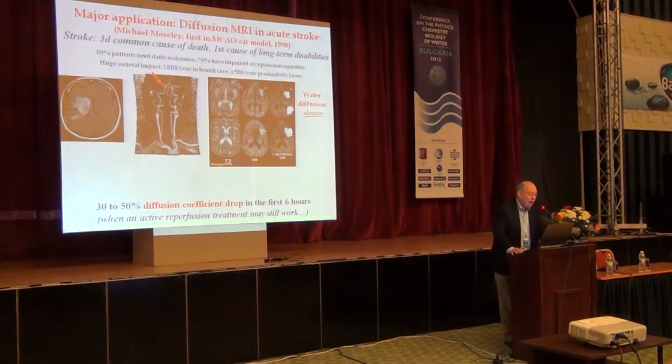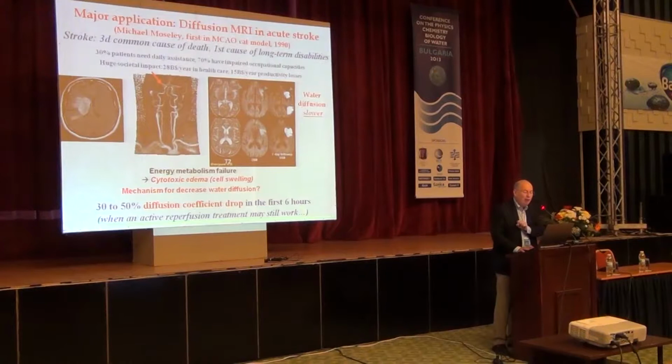Unfortunately, there are not so many patients who can get this treatment because the symptoms are not always clear. If you have big pain here, you know that you may have a heart attack and you know what to do. For a stroke, symptoms are not always so obvious. Anyway, my lecture is not about stroke, it's to explain why you have diffusion slowdown. So this is very clear, it's a huge effect. 30 to 50% decrease in diffusion. We know it's related to some swelling of the cells, but the mechanisms are still not clear at all.